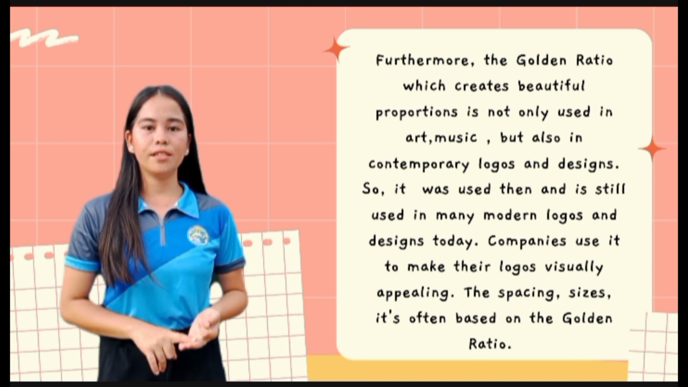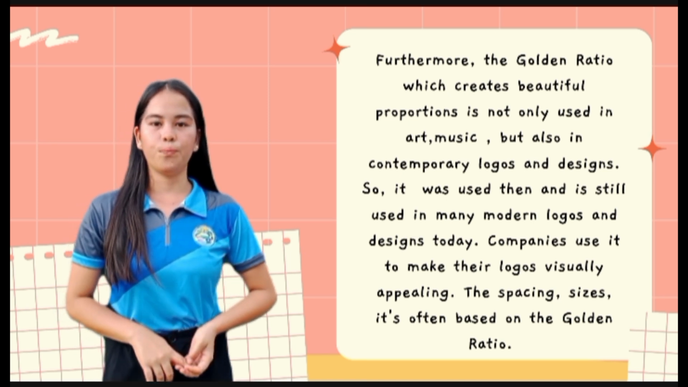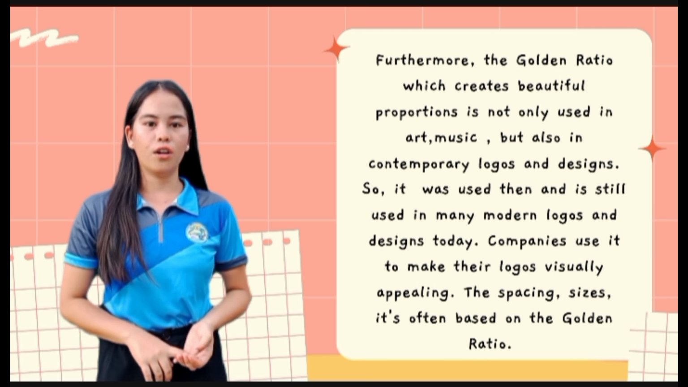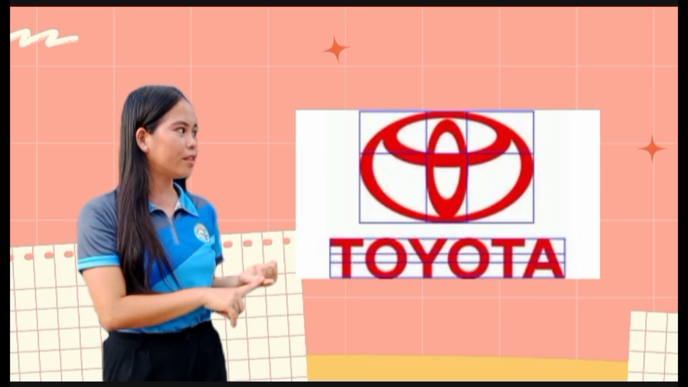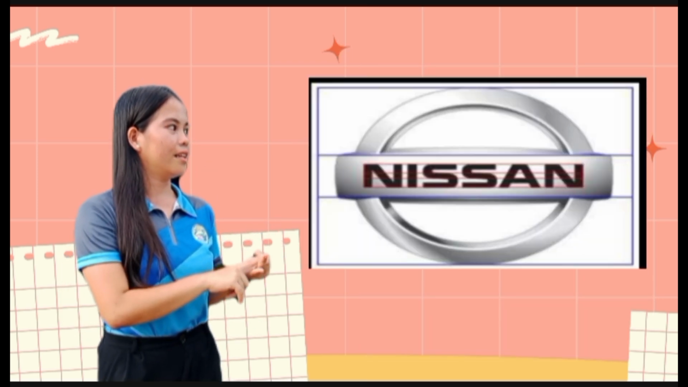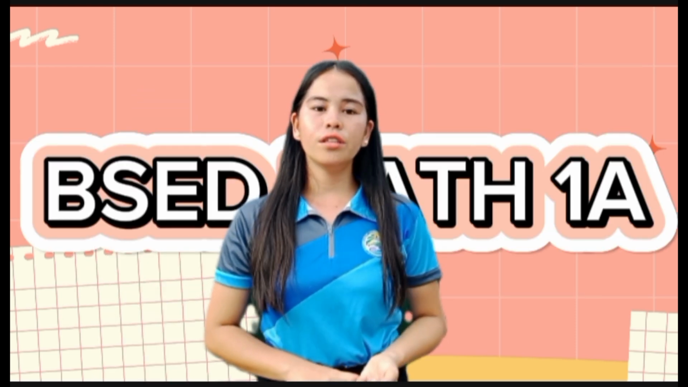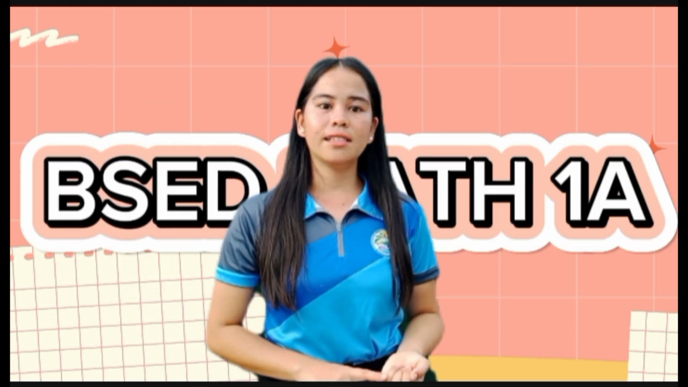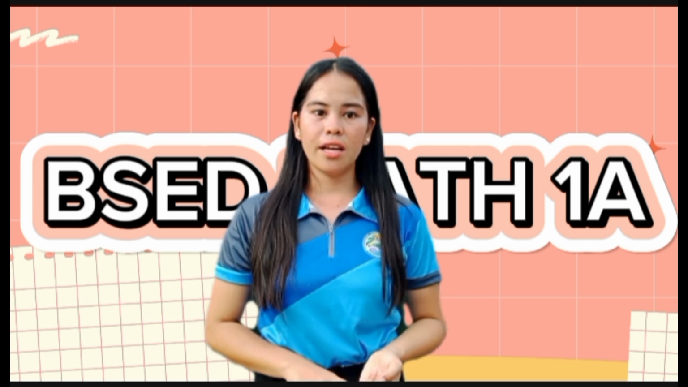Here are examples of the logos: Toyota, Nissan, Disney, and others. By the many uses of the golden ratio, we can say that it is a timeless design trick and shows us how medieval math influences us even now.